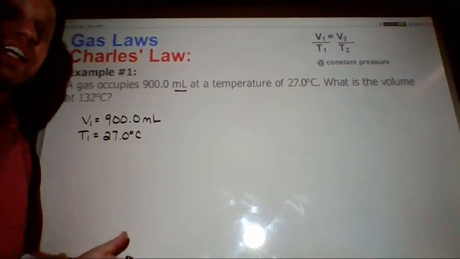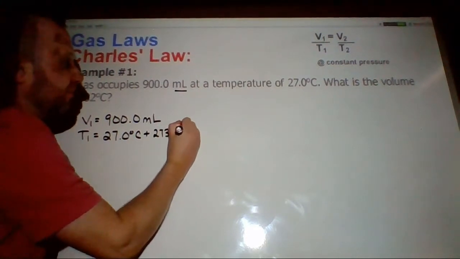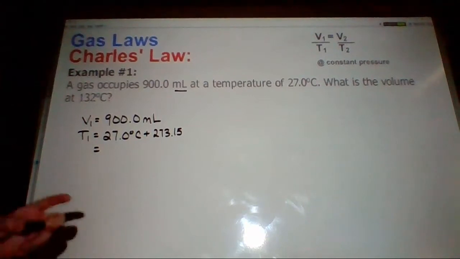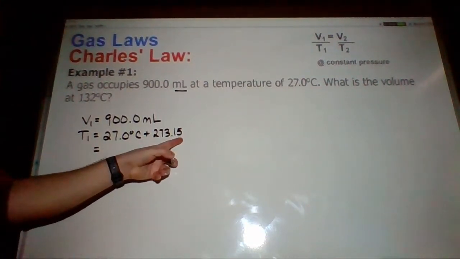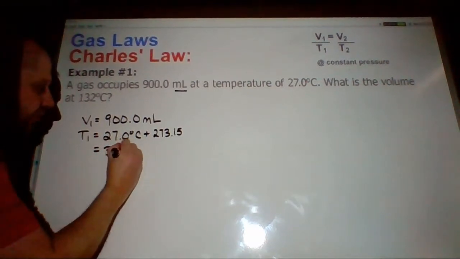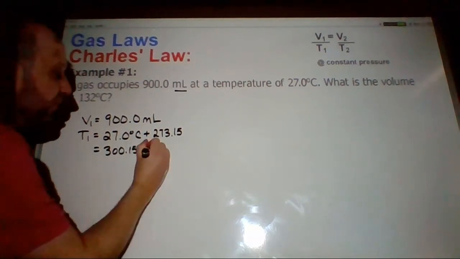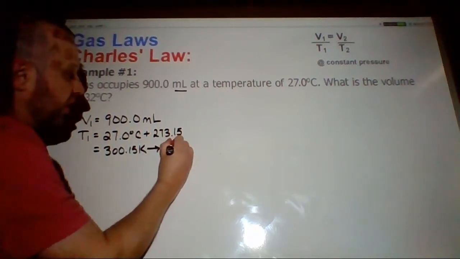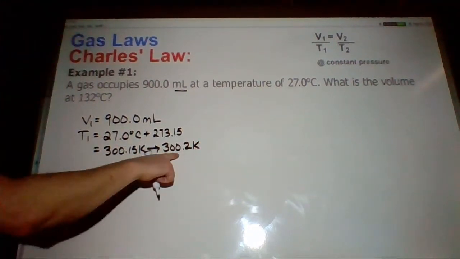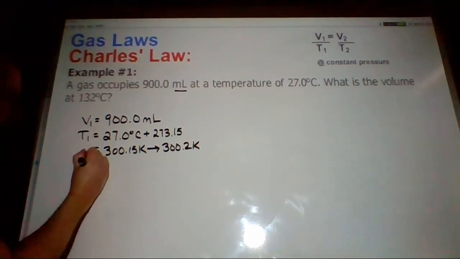Now wait, we can't use Celsius, so we have to add our 273.15 in order to get our temperature 1 in Kelvin. That turns out to be 300.15, but we're only allowed to keep one decimal place. So 300.15 Kelvin ends up being 300.2 Kelvin. So that is our answer for temperature 1. What is the volume? That's the question.